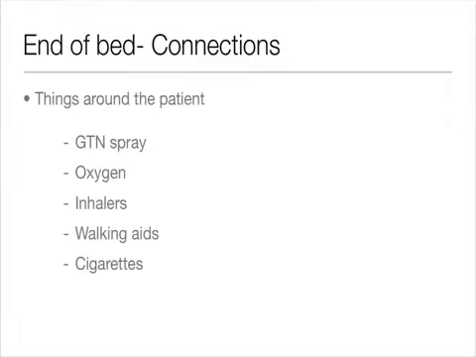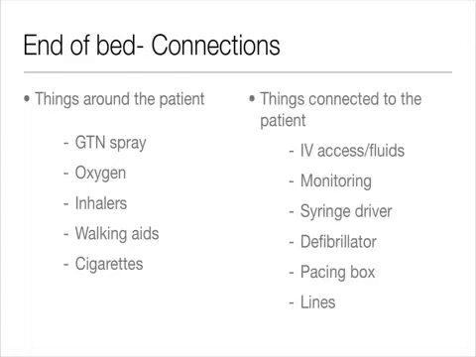Then we'll move on to make some observations about the patient's connections, and we'll split this into two. We'll look at things around the bed, and things we might look at are GTN spray pumps, any oxygen, inhalers, walking aids, or packets of cigarettes. And also we'll look at things connected to the patient. Comment on whether they have any intravenous access or any IV fluids running, and comment on their monitoring. They may have 3-lead cardiac monitoring, for example, or pulse oximetry. They may have a central line inserted, and this may be being monitored. They may also have an arterial line, and that may be being monitored too.